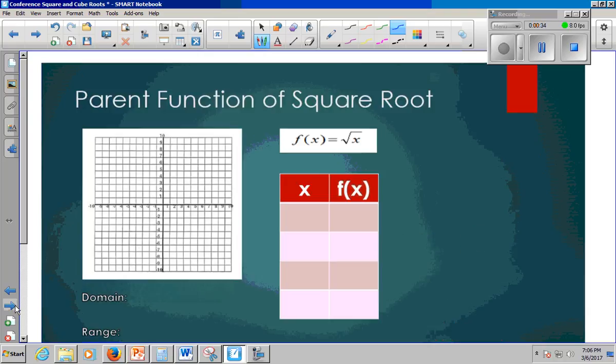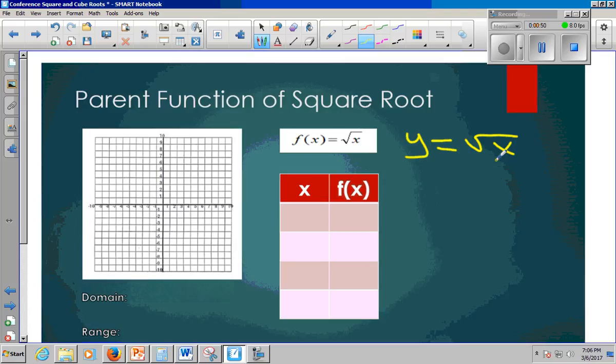All right, so first thing you have to do is take a look at the parent function of square root. So f of x equals square root of x. So let's keep in mind that f of x equals y. So this is really the same thing as saying y equals the square root of x. So don't let the f of x throw you off.